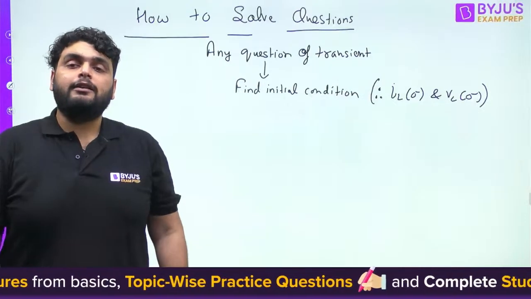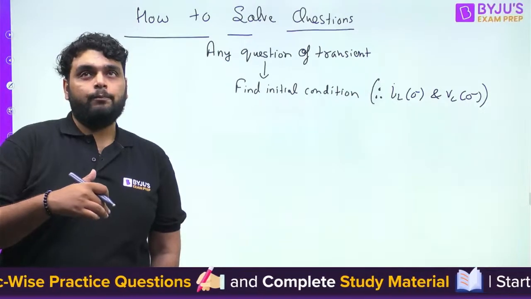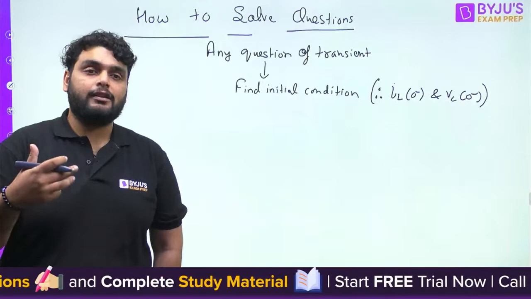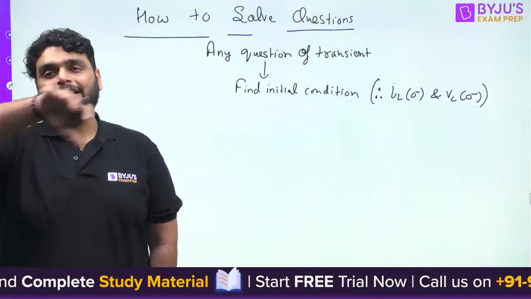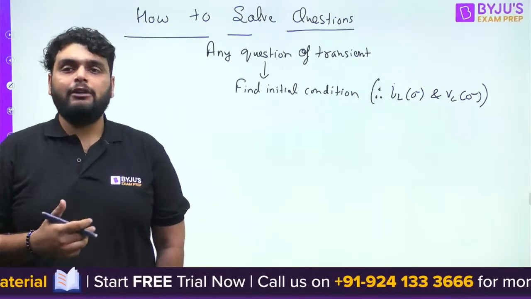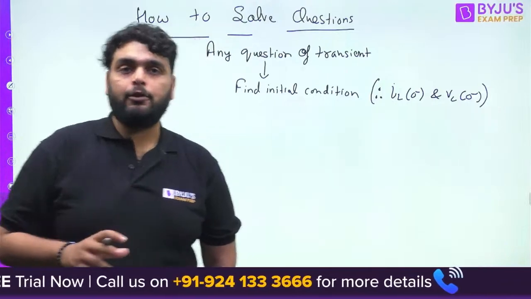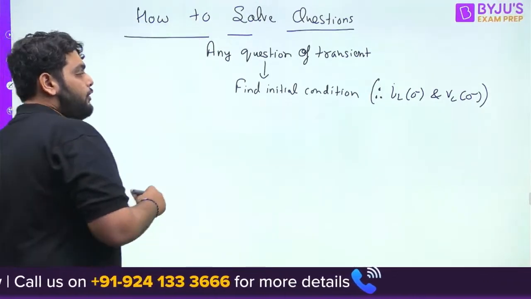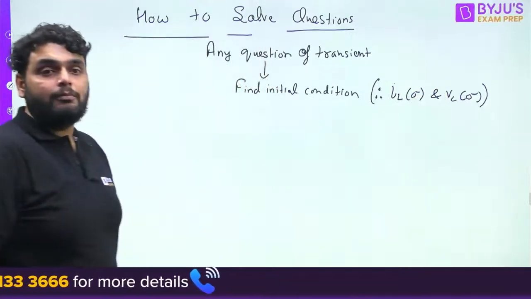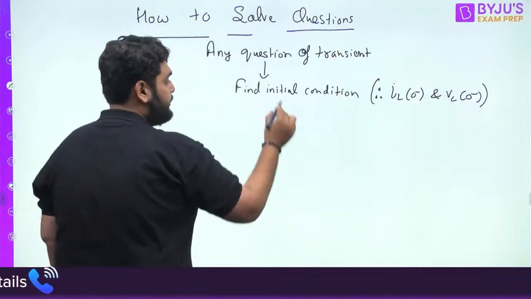But an RLC circuit is actually a second order circuit. I will take the second order circuit the day after tomorrow. First, I will focus on the first order circuit because your 80% questions revolve around it. This is a 4 days class, so I will take every topic of transient. So find the initial condition: draw your circuit at t equal to 0 minus, and from there find IL(0 minus) and VC(0 minus).